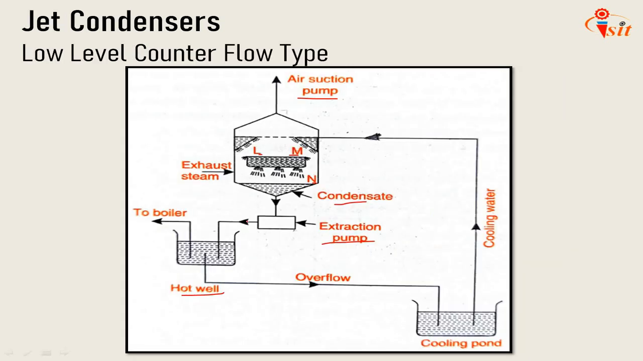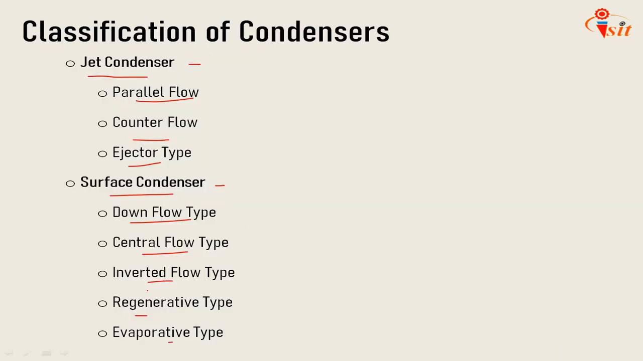Now next type is inverted flow type. Now in the inverted flow type, the condenser has the air suction at the top. The steam after entering at the bottom rises up and then again flows down to the bottom of the condenser by following a path near the outer surface of the condenser. The extraction pump is at the bottom. So that is inverted flow type.